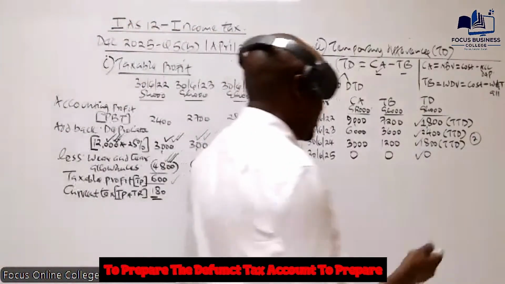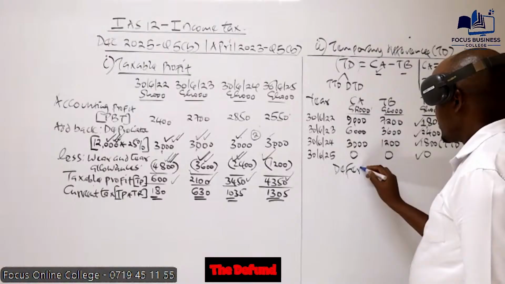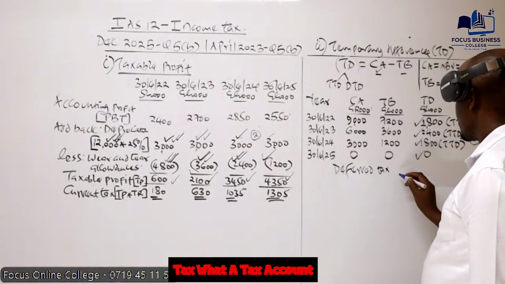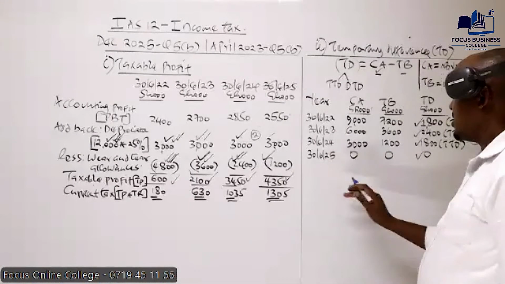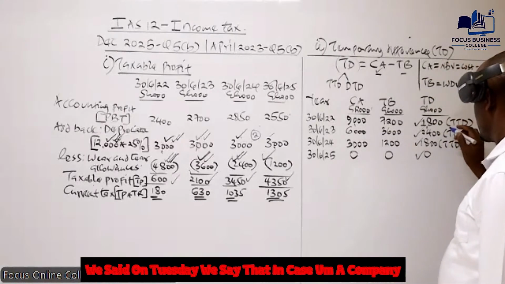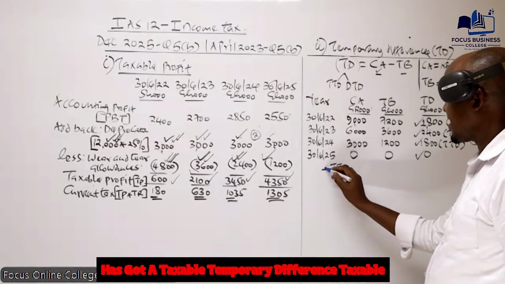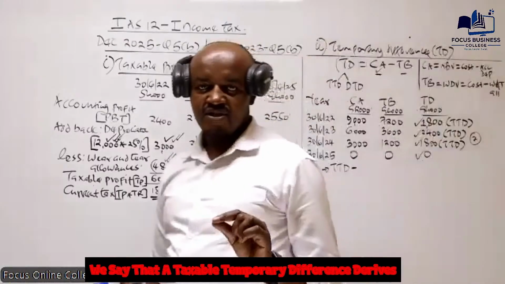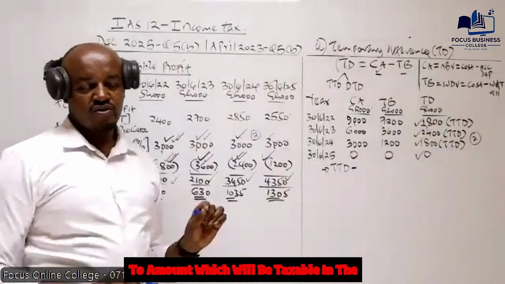To prepare the deferred tax account. Now, even before you prepare this deferred tax account, remember what we said on Tuesday. We said that in case a company has got a taxable temporary difference, a taxable temporary difference gives rise to amounts which will be taxable in the future.